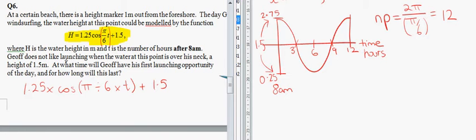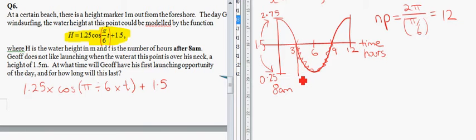The question says Jeff does not like launching when the water at this point is over his neck, a height of 1.5 metres. What time will Jeff have his first launching opportunity? So he wants to do that when the tide is below 1.5 metres, so it's not too deep for him. So we can see that during this period here he's safe to go out and launch his boat. Before that or after that, of course, it's too deep.